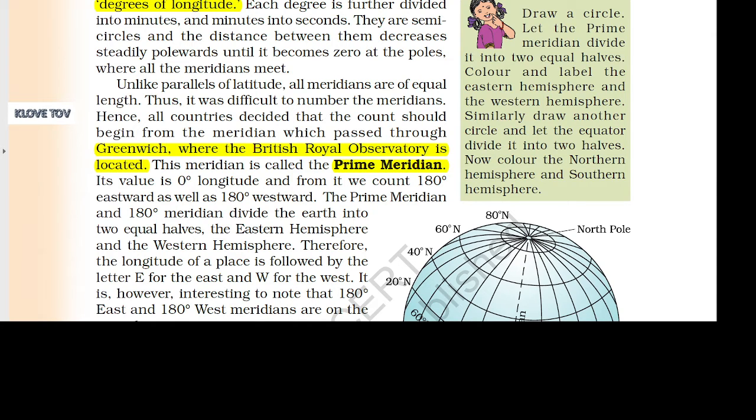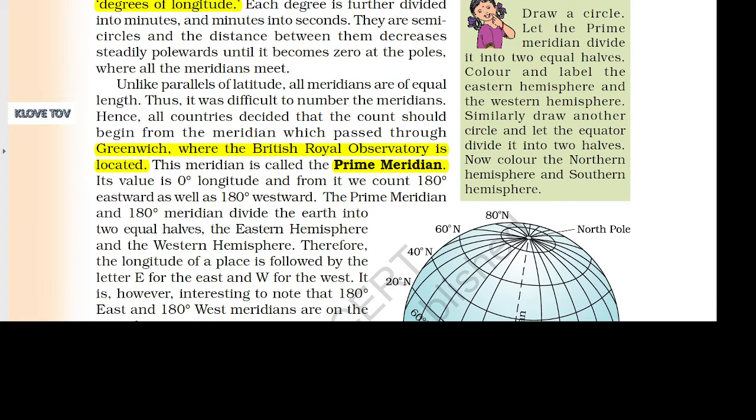Each degree is further divided into minutes and minutes into seconds. They are semicircles, and the distance between them decreases steadily polewards until it becomes zero at the poles, where all the meridians meet. Unlike parallels of latitude, all meridians are of equal length. Thus, it was difficult to number the meridians.